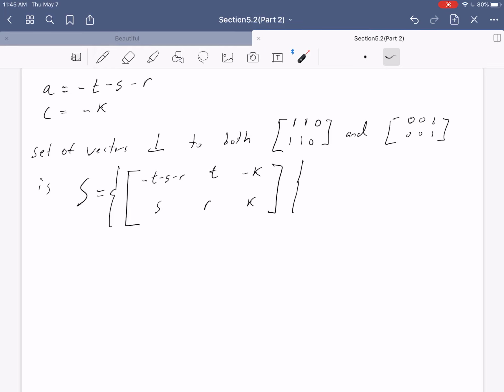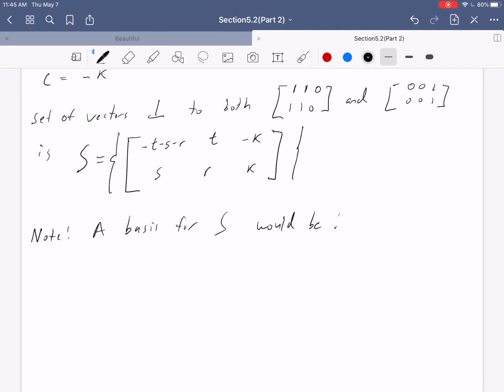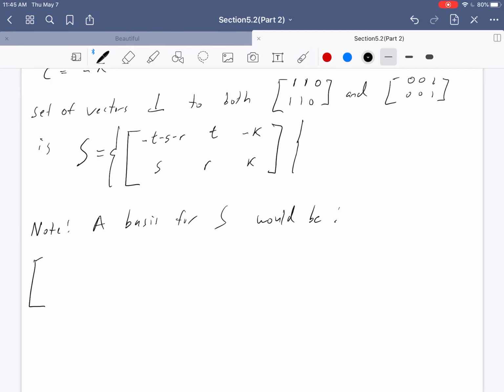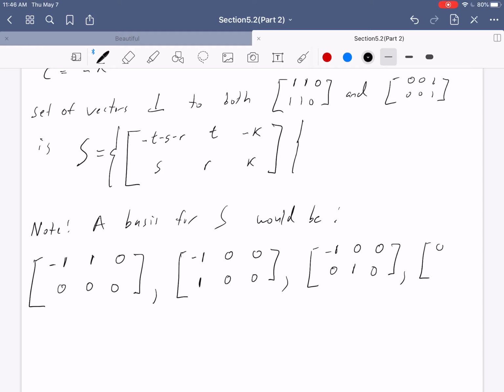Now, we didn't prove this, but we said on the side that this would be a subspace, and you can imagine how you could use this to form a basis. Just as a side note, a basis for S would be, well, just take each parameter one at a time and treat it as equal to 1 and treat all the others as equal to 0. So if we did T as equal to 1, we would get minus 1, 1, 0, 0, 0, 0. If we did S as 1, we get minus 1, 0, 0, 1, 0, 0. If we did R as 1, we'd get negative 1, 0, 0, 0, 1, 0. And if we did K as 1, we'd get 0, 0, minus 1, 0, 0, 1.